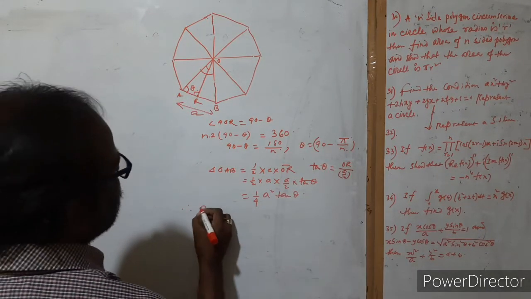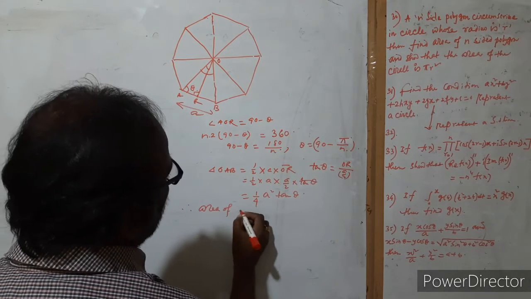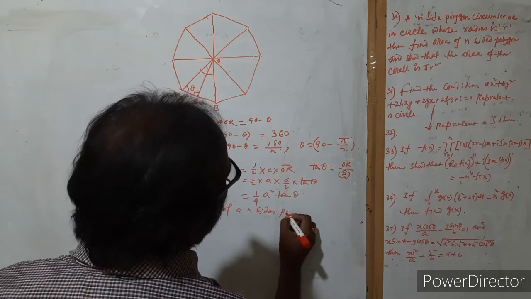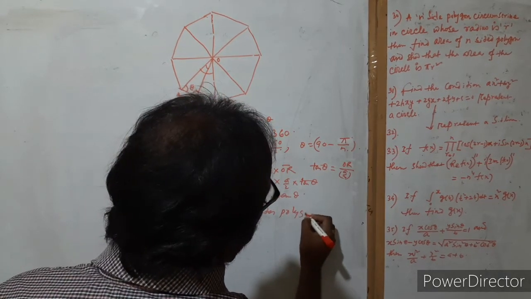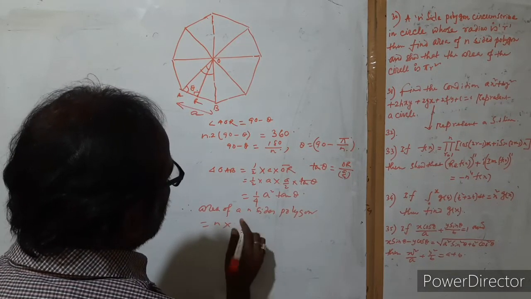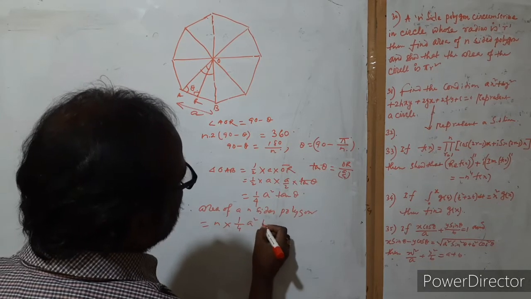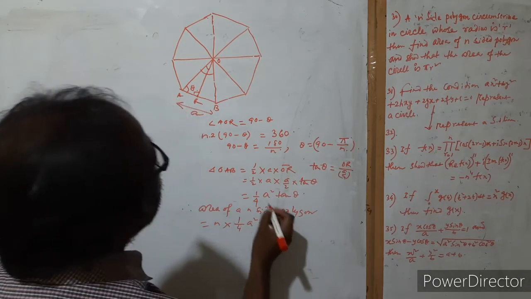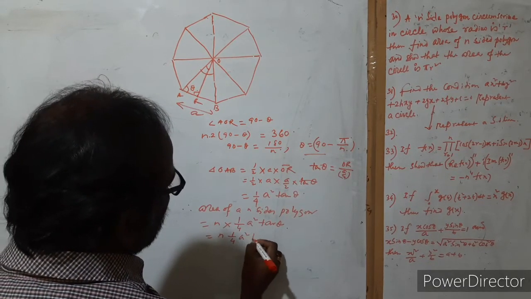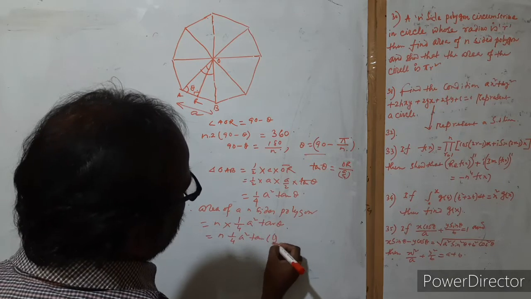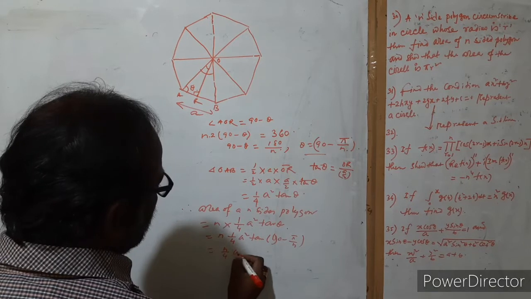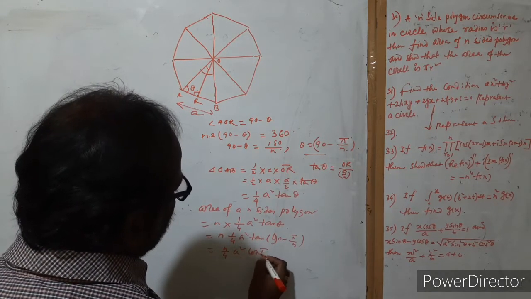Therefore the area of an n-sided polygon is equal to n into 1 by 4 A square into tan theta, and theta here is 90 minus pi by n, so n into 1 by 4 A square into tan of 90 minus pi by n. So this is n by 4 A square cot pi by n actually.